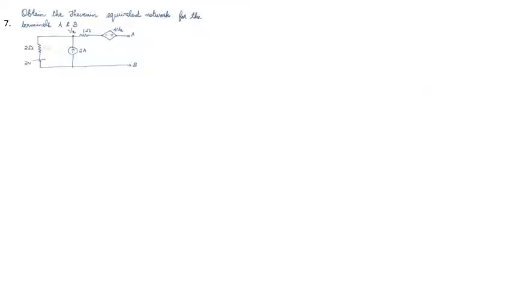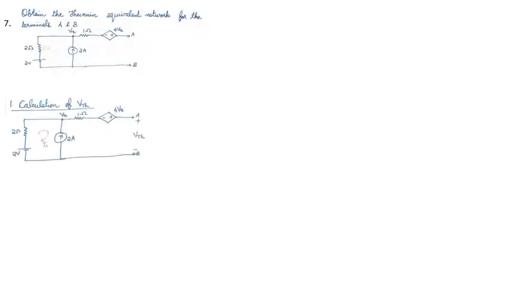Now moving to the next problem. Obtain Thevenin equivalent network for the terminals A and B. In order to calculate VTH, draw the circuit like this, and mesh current I1 is marked. From this circuit, it is clear that I1 is equal to minus 2 IA. I1 in downwards direction, 2 ampere upwards is the net current. So we can write I1 is equal to minus 2 ampere.